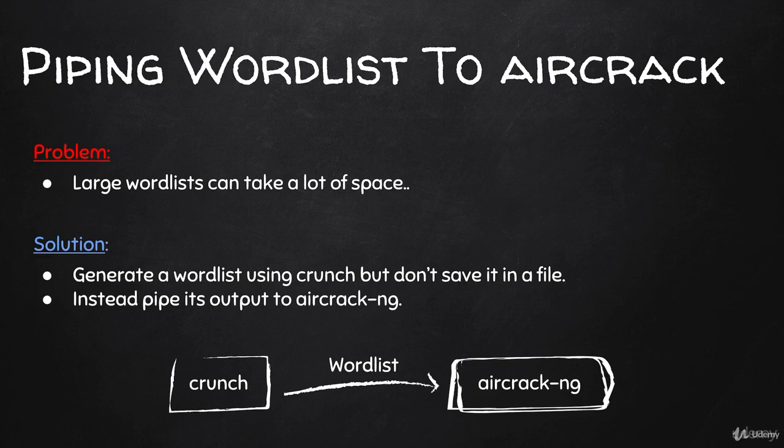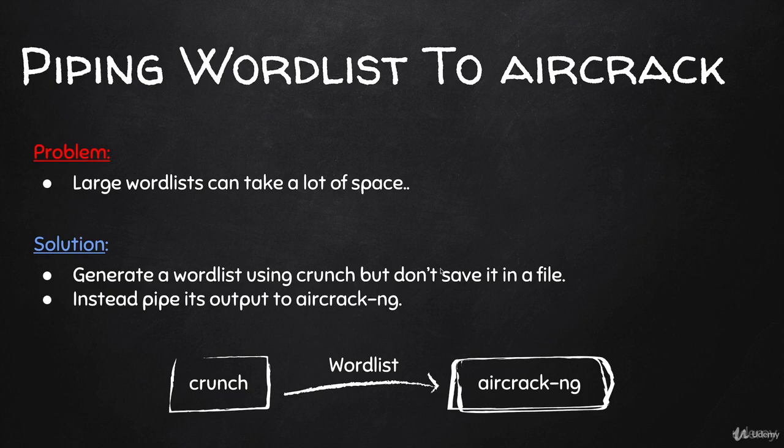Another issue that we might face when using a large word list is disk space. A large word list would basically just take a lot of space from our disk. The solution to this is to generate the word list using Crunch and pass it on the fly to aircrack-ng.